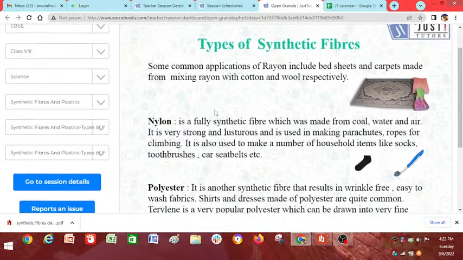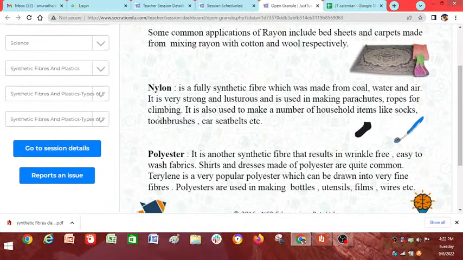Now let's move to nylon. So nylon is a fully synthetic fiber which is made from coal, water and air. So your nylon is also a synthetic fiber. It is man-made, made up of coal, water and air. And it is very strong and lustrous and it is used in making parachutes.